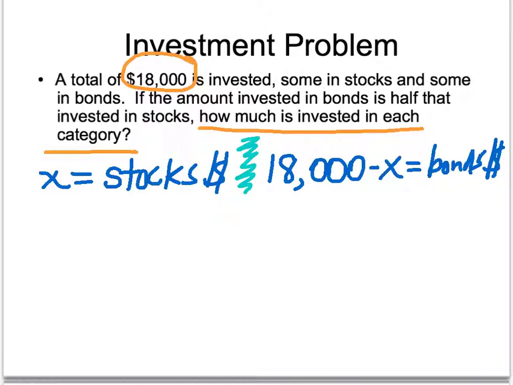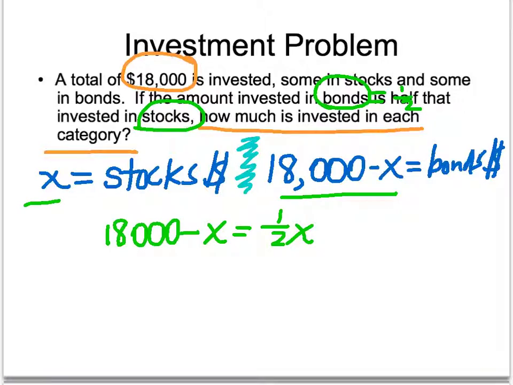Now, using some additional information from our problem, we're going to write an equation using these 2 expressions. It says the amount invested in bonds equals half what's invested in stocks. So our equation will look like this: 18,000 minus X, that's the amount in bonds, equals half X, that's the amount for stocks. And now all I have left to do is solve this equation for X.